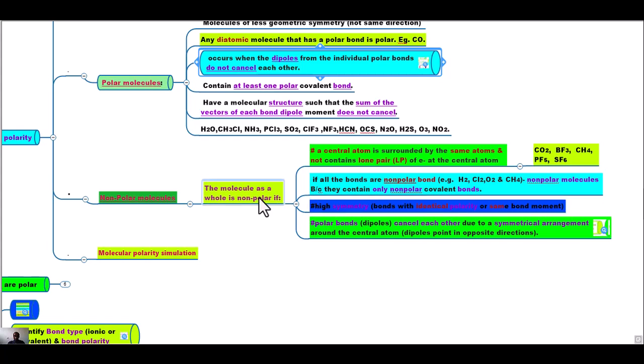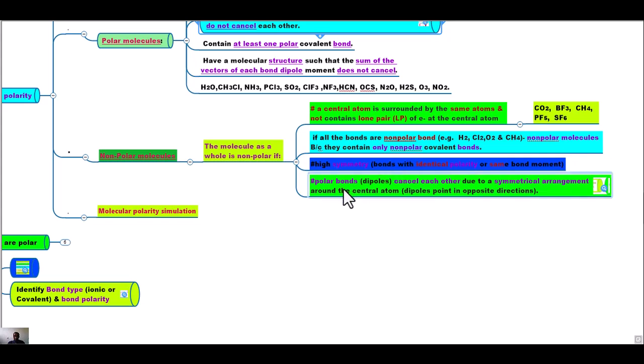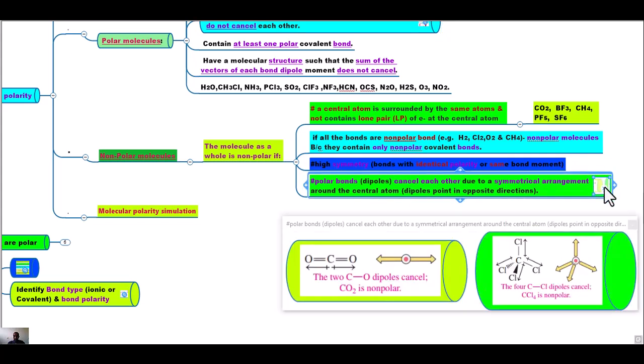A molecule as a whole is considered non-polar if high symmetry exists between the molecules. And another thing is the molecule as a whole is considered non-polar where the polar bonds cancel each other due to symmetrical arrangement around the central atom. Consider this molecule as an example.